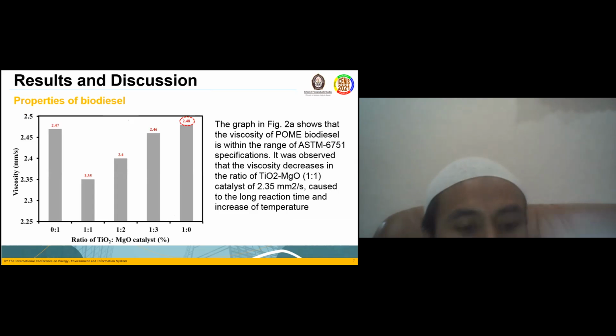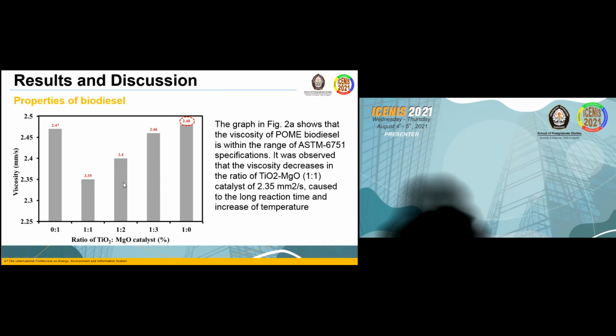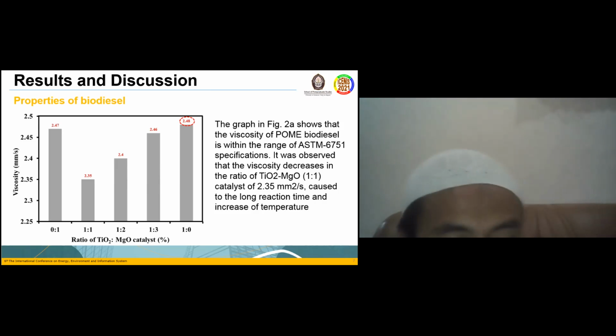Okay, next. The POME biodiesel was further tested for physical and chemical properties and compared with the ASTM D6751 specification. The properties tested include viscosity, density, saponification value, iodine number, and cetane number.